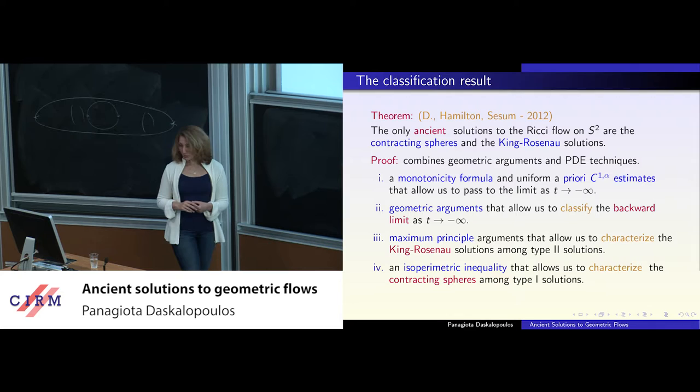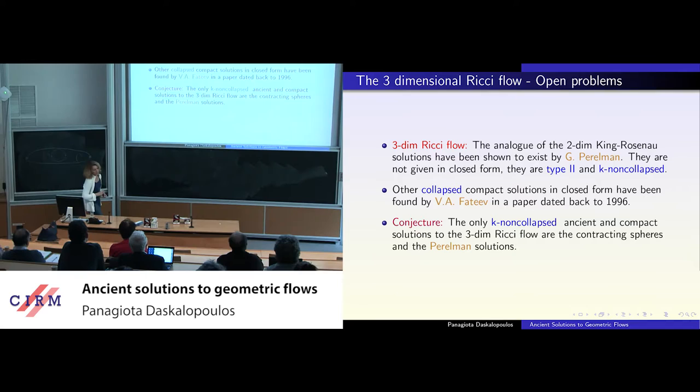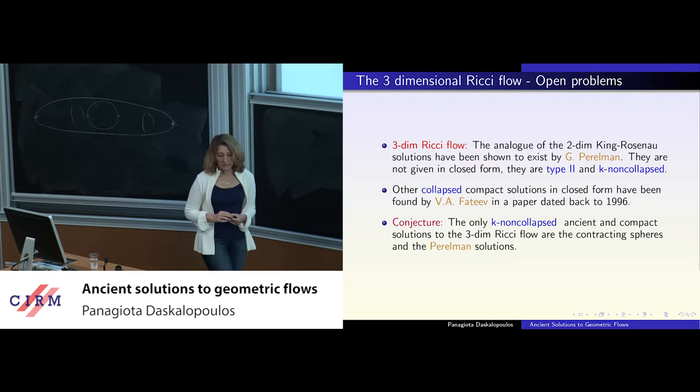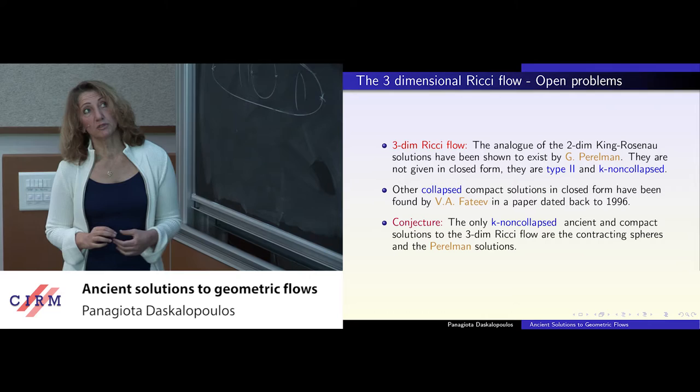Okay. The classification question for the 3D Ricci flow is open. We are doing the mean curvature flow because we think it's simpler and it will give us a better understanding for the 3D Ricci flow. And again, it's the same story that we expect. There is a non-collapsed condition. There are the translating self-similar solutions, which are well known to exist. Perelman found them, and the conjecture is that the only ancient compact solutions of the 3D Ricci flow under the non-collapsing condition are the so-called Perelman solution and the spheres.